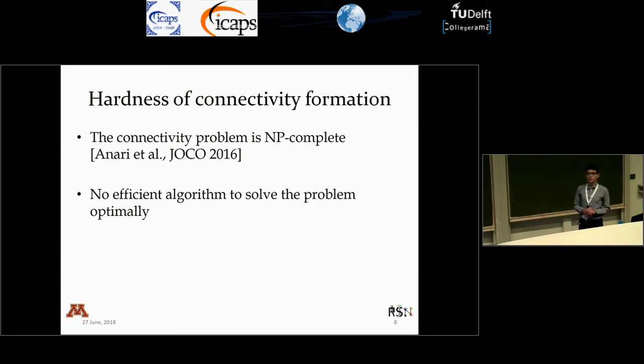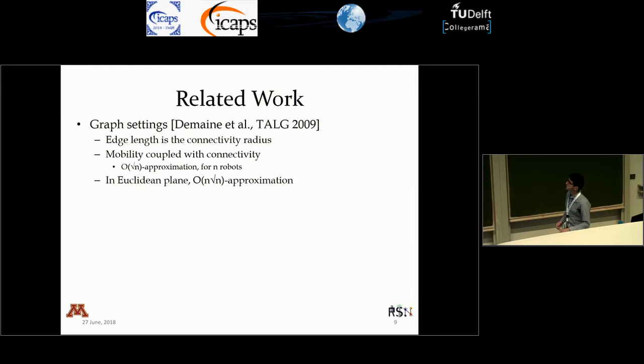The connectivity formation problem was shown to be NP-complete by Anari et al. So therefore, there is no efficient algorithm available to solve this problem optimally. The problem was first introduced in graph settings by Demaine et al., where the robots are placed on the vertices of a graph, and then they can only move along the edges. The edge lengths are all the same, and it is the connectivity radius.